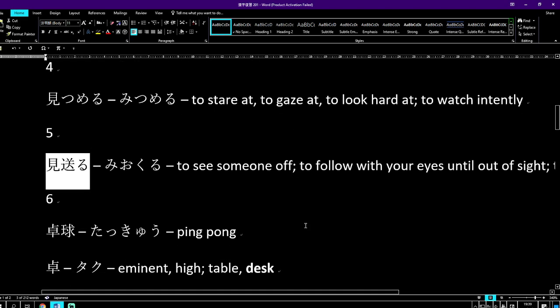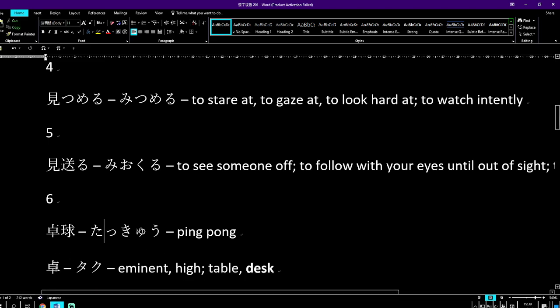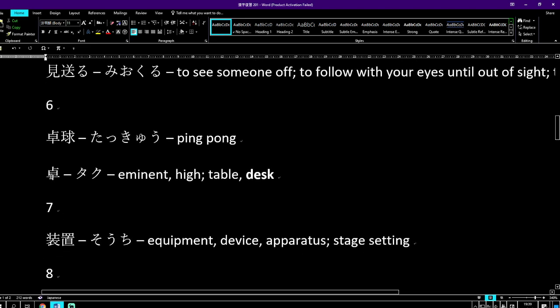Number 6 is takyu, or ping pong. Kyu on the right side is a ball, and taku on the left side is eminent, high, or table or desk. I'm going to count this one as desk. It almost looks like a table with like 1, 2 over here, and this is kind of like the bench. If there was a bench, there's like one part just sticking out on this side. And since it's a table, it's uneven. One side is missing, so it's kind of a lopsided table, but that's what I'm looking at. Taku is eminence, high, table, or desk.